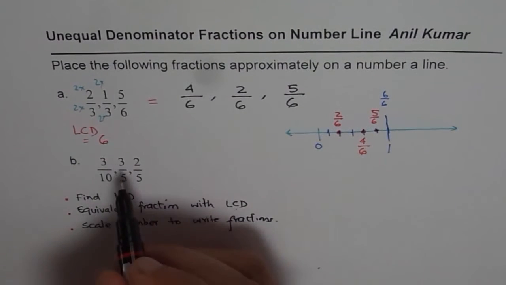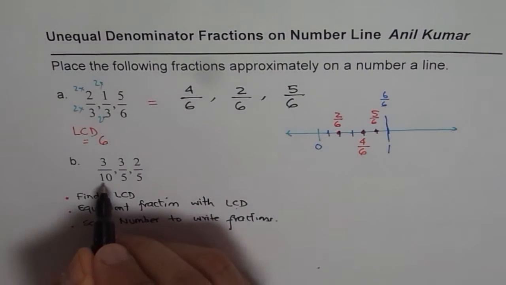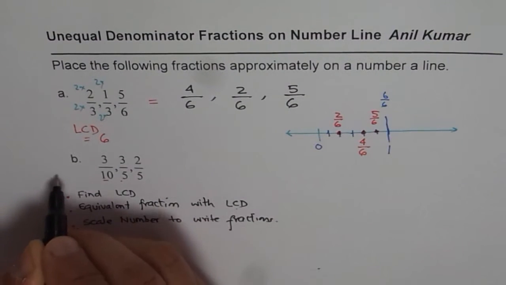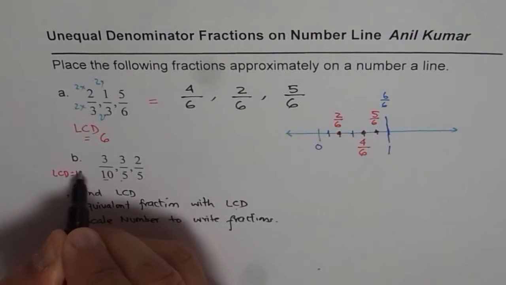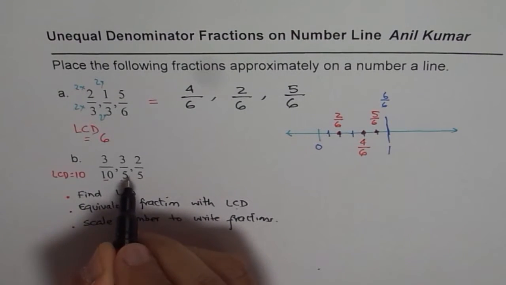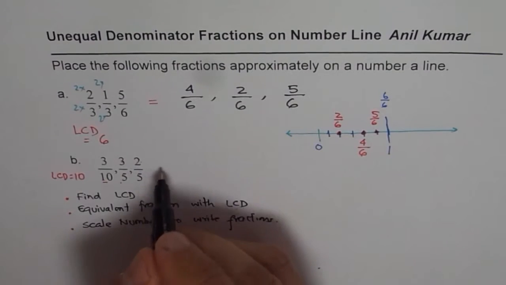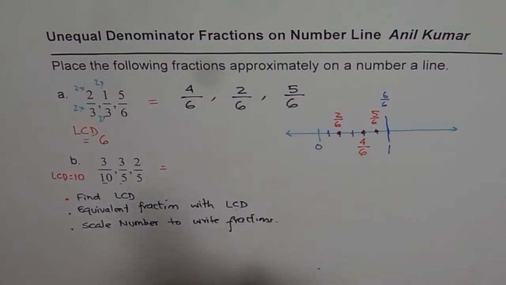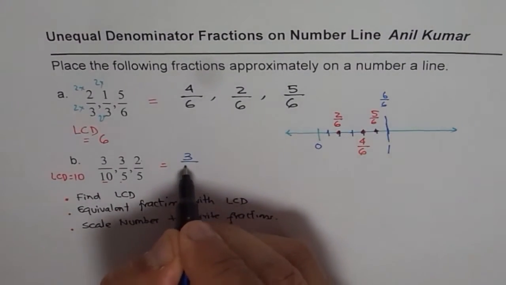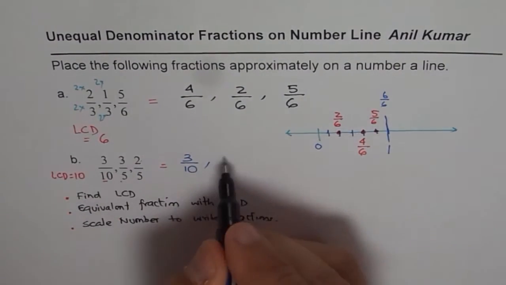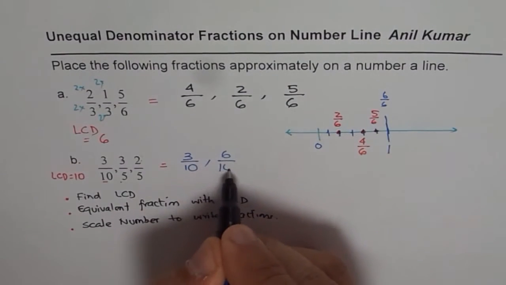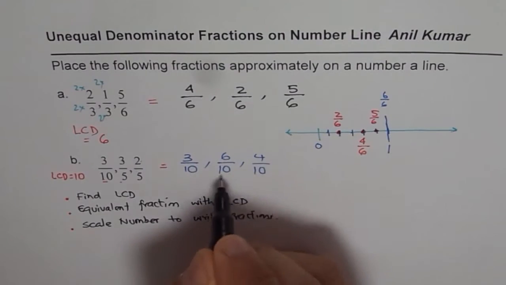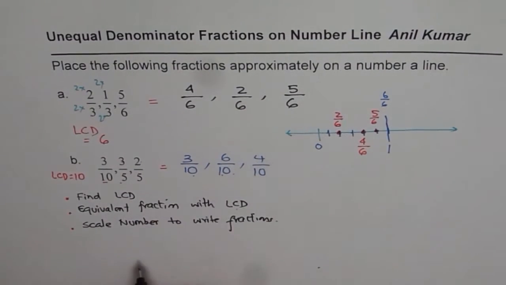Here, what is the lowest common denominator? The lowest common denominator here is 10, right? So 10 is the lowest common denominator. How do I get 10? To get 10, we need to multiply these two by 2, right? So if you do that, what do you get? The first one is 3 over 10. The second one will be 2 times 3 is 6, 2 times 5 is 10. 2 times 2 is 4, 2 times 5 is 10. So those are equivalent fractions with the same denominators.